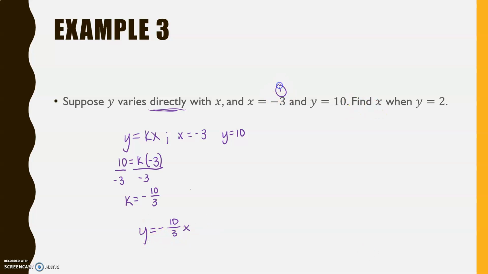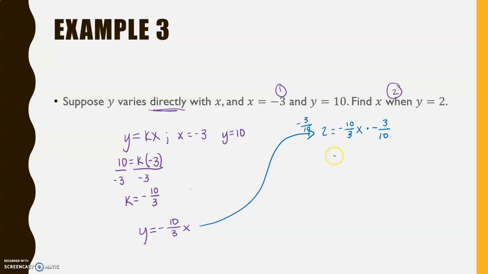So this was the first, find the equation. The second part is to find x when y equals 2. So I'm going to take this equation and I'm going to substitute in 2 for x, or for y, not for x. So when I want to get rid of a fraction that's being multiplied, I have to divide by that fraction. But really what that means is multiply by its inverse. So I'm going to multiply both sides by -3/10.